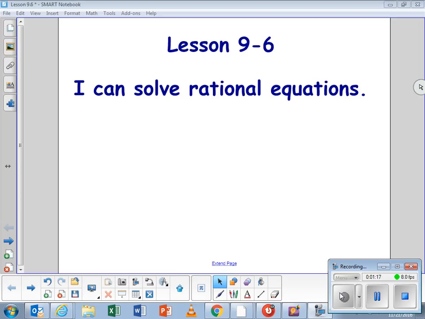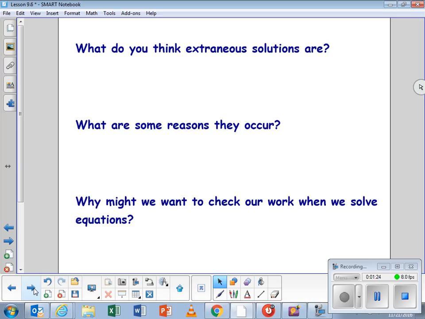Here we go. So rational equations just mean they have fractions in them. And you've solved those kinds of equations before. Before we get into this, remember we talked the other day, what do you think extraneous solutions are? Is that when it's undefined, or it has a square root or something, or an asymptote or something like that? Yeah, you're right along the right track there.